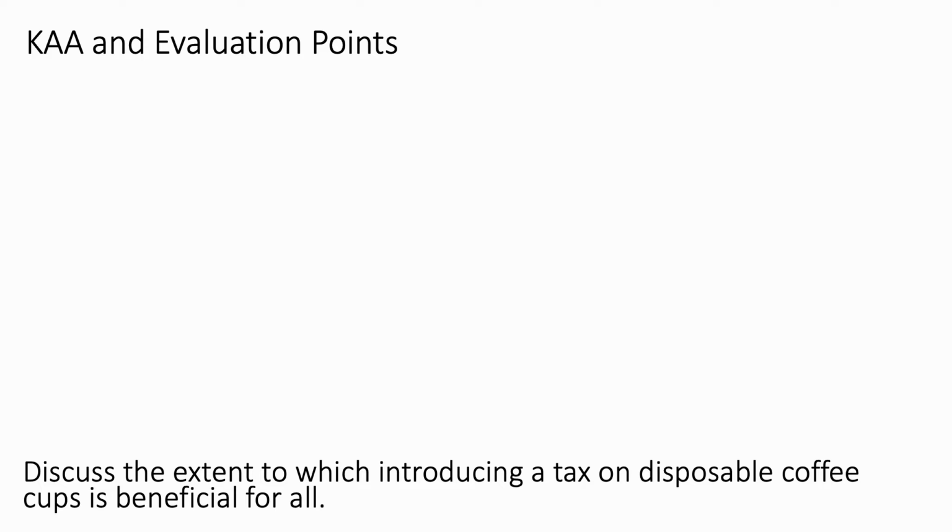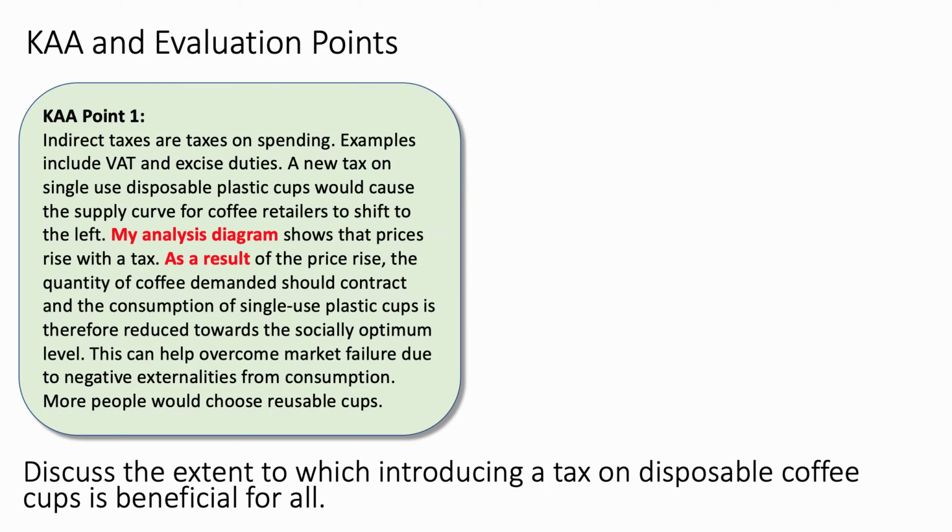The key to this is to build good analysis, then leave a paragraph break, and then put in some strong evaluation. Do it 2 times and you're in good shape. So here's my first KAA point. Start off with a definition of an indirect tax.